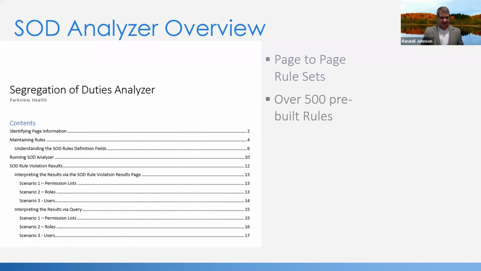We've built over 500 pre-built rules. These span, I'm going to say 60%, about 300, that apply to the financials environment, and another 200 that apply to the HCM pillar. We don't have any cross-pillar rules that are pre-built yet. We haven't experienced many customers that have deployed unified navigation, and so we have not built any in our library.